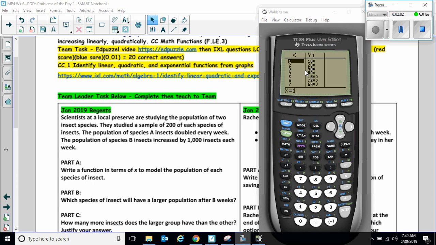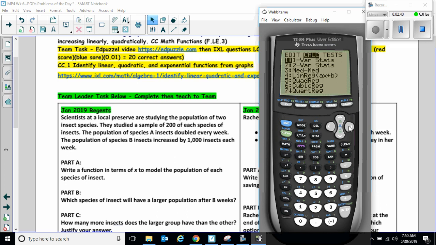Our starting point is to go to our stat key, hit edit, and manually plug in those numbers. For week 1, we have 100. For week 2, 200. Week 3, 400, and so on. Then we're going to do a regression. Is this a straight line or a curved line? Are we increasing by a constant rate? No, clearly not, so it can't be linear. We have to choose whether it's quadratic or exponential.